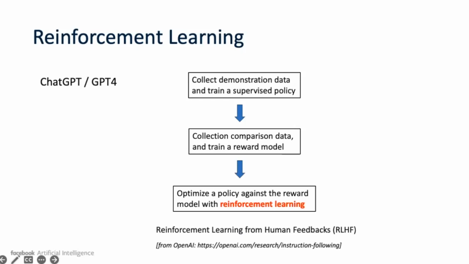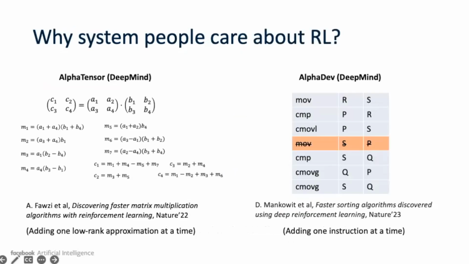So today I'm not going to cover this part because it's beyond the computer architecture and computer system domain. But we're going to talk a little bit about the modern system side: how system people want to use reinforcement learning, and why system people want to care about that. Here are two motivating examples.